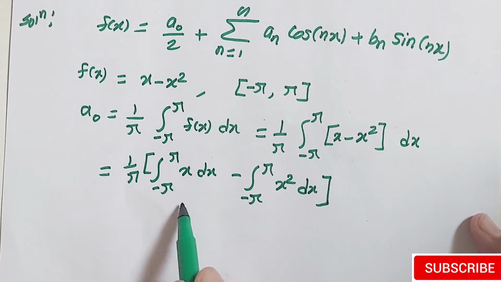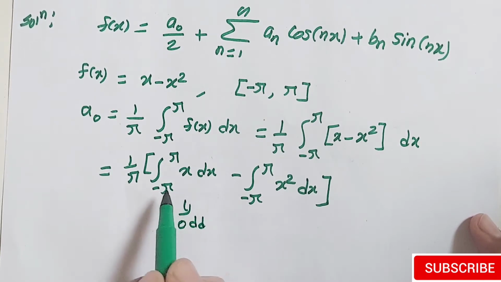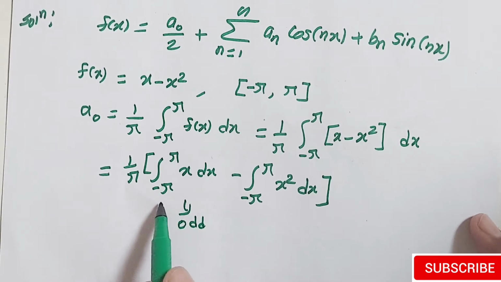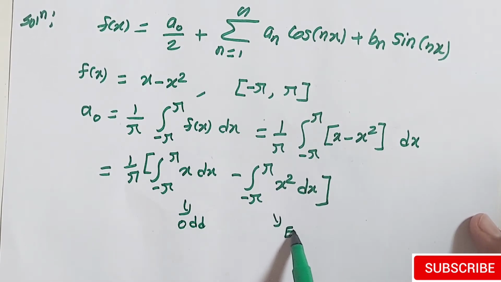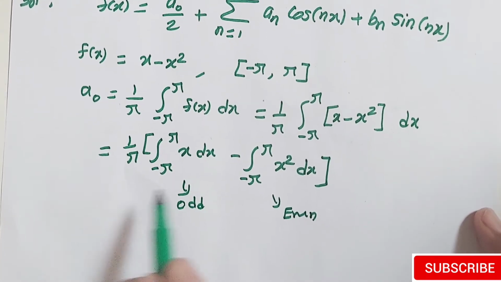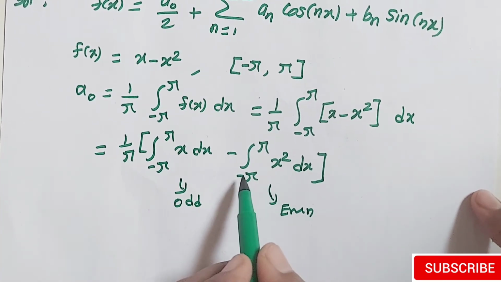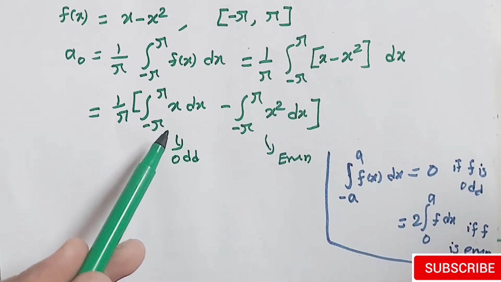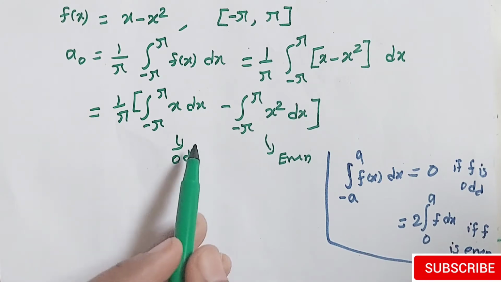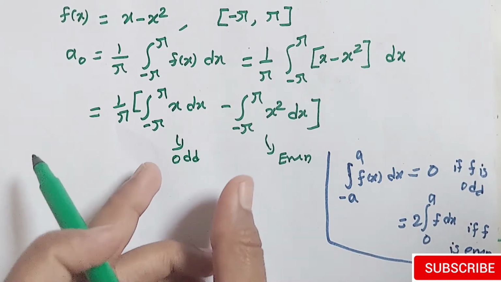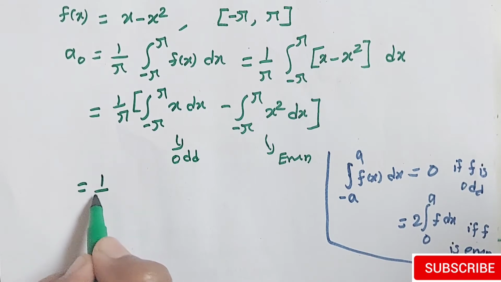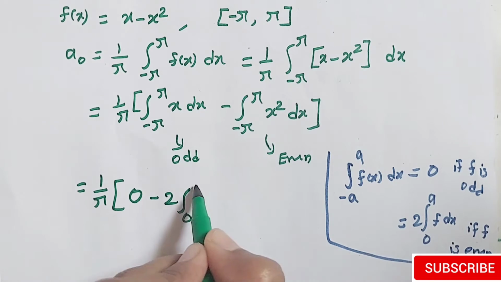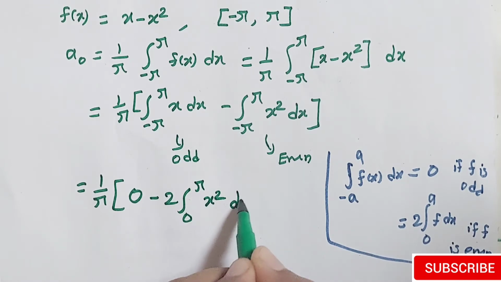Here x is an odd function, so the integral from minus pi to pi of an odd function is 0. So this integral is completely 0, and x square is an even function. If the function is even, then it is twice the integral from 0 to pi. So using this formula, this term is 0 and this we can write as twice. If you use the even and odd concept, then it is easy to solve this example. So 1 upon pi, first term is 0 minus 2 times integral 0 to pi x square dx.